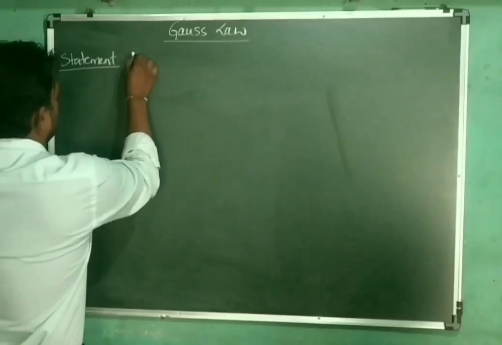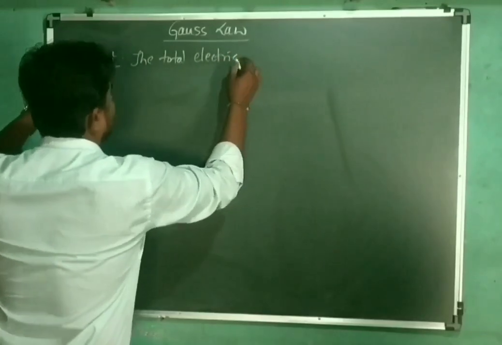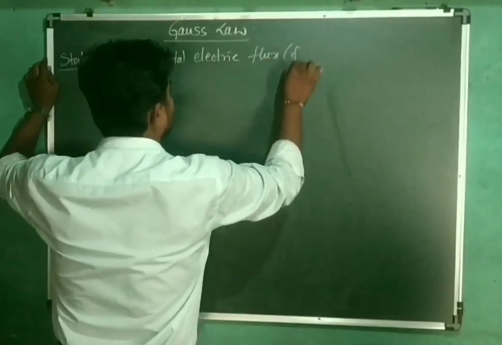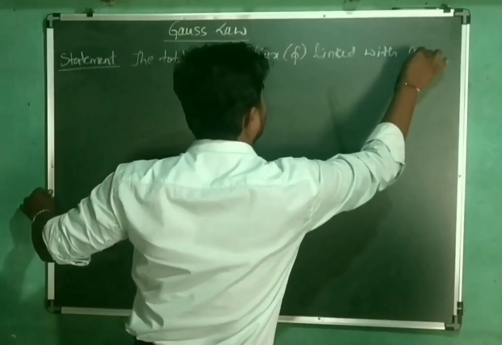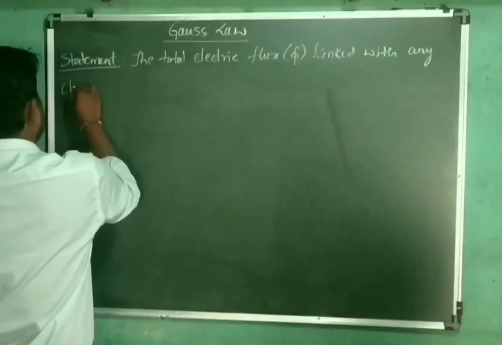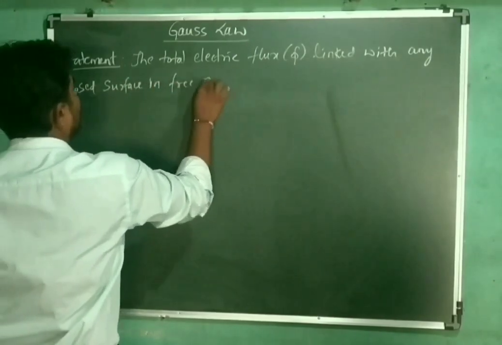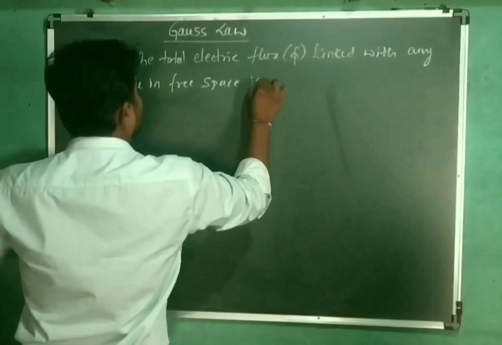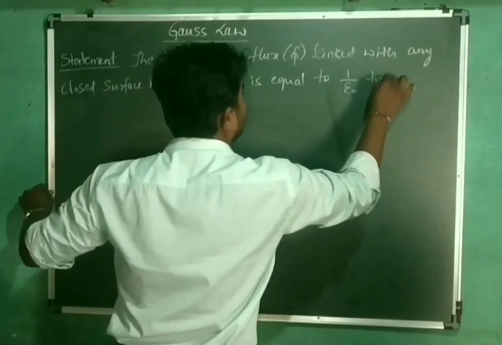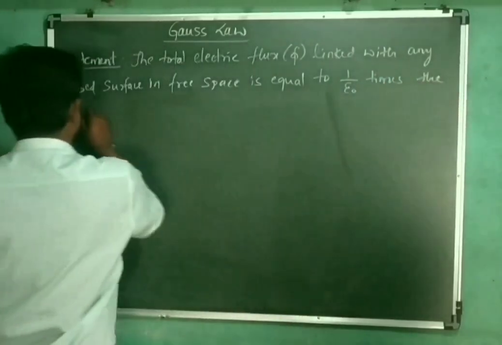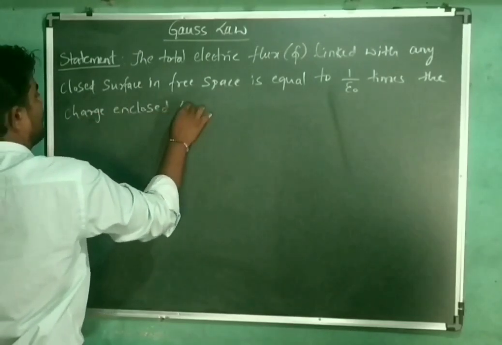of Gauss law. The total electric flux linked with any closed surface in free space is equal to 1 divided by epsilon naught times the charge enclosed by the surface.